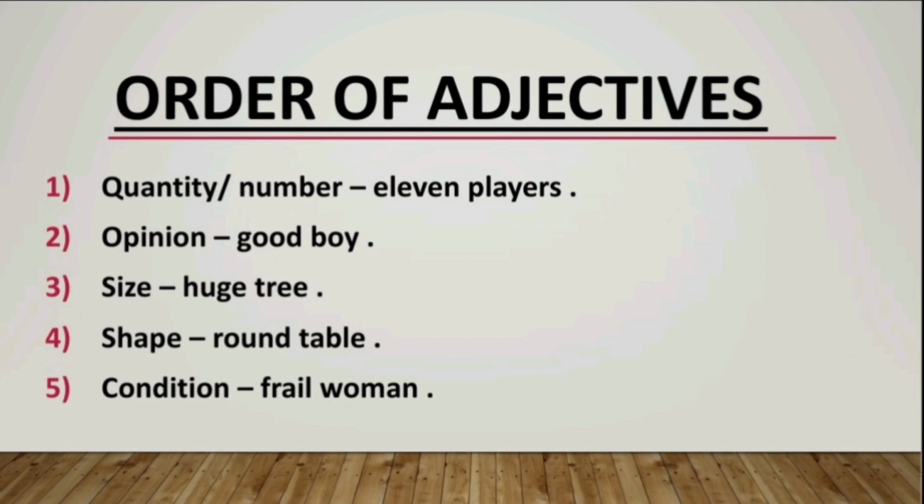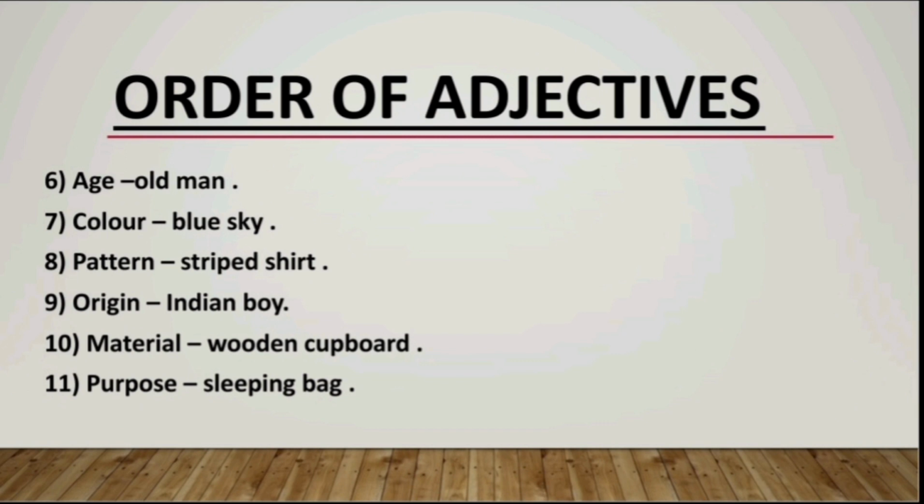The condition of a person is determined. After condition comes the age, like old man, middle-aged woman, a young girl, etc. Then comes the color, blue sky, orange sari, a black door, etc. After color, what we have is the pattern, striped shirt, a lining shirt, etc. Then comes the origin, Indian boy, American girl, Canadian pizza, etc.